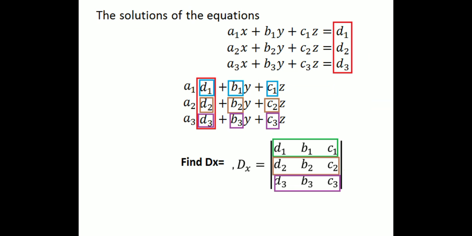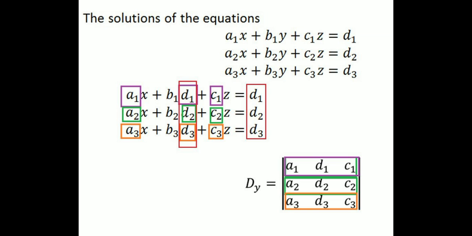For dx, we just replace the coefficient of x by d1, d2 and d3, and take its determinant. I again repeat, we replace the coefficient of x by d1, d2, d3. That is, replace a1, a2, a3 by d1, d2, d3 and take its determinant. That means dx is the determinant of d1, b1, c1, d2, b2, c2, d3, b3, c3. Okay, this is dx.